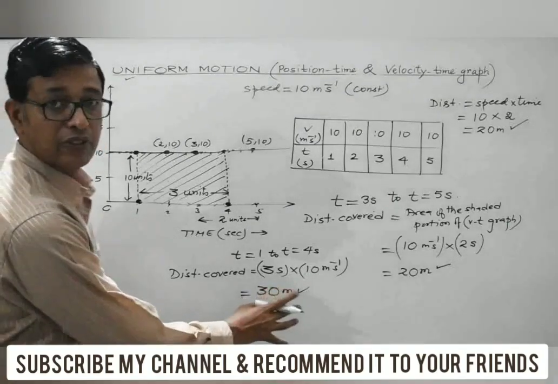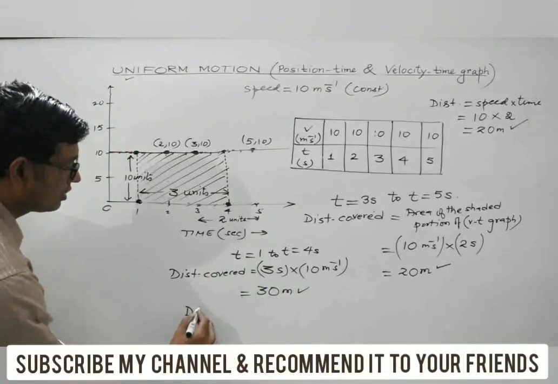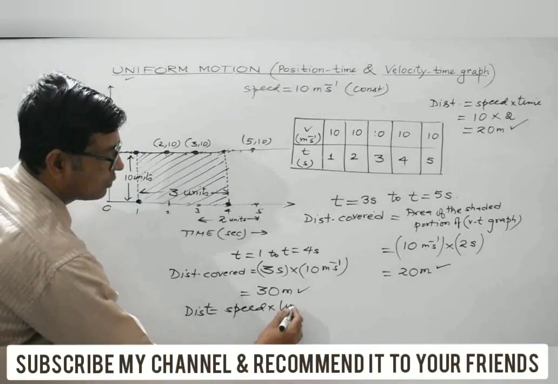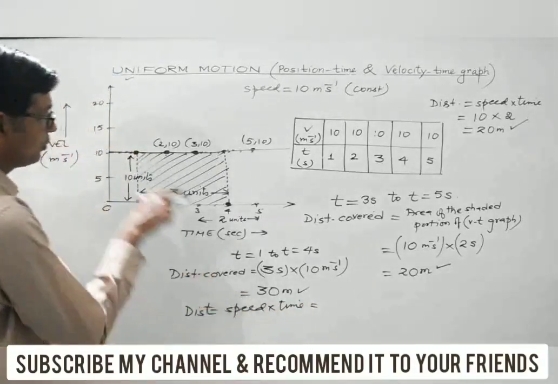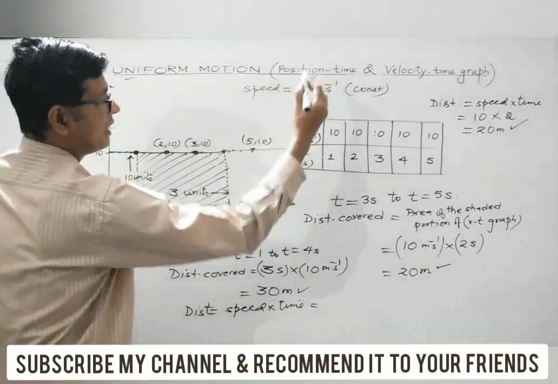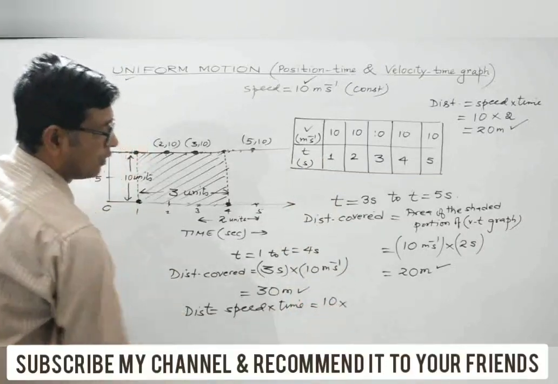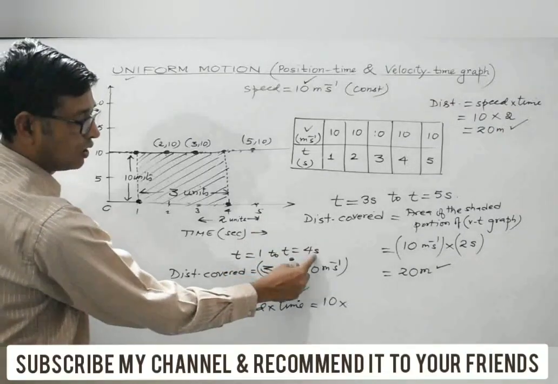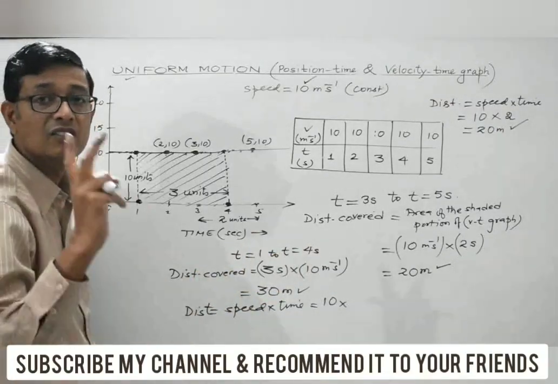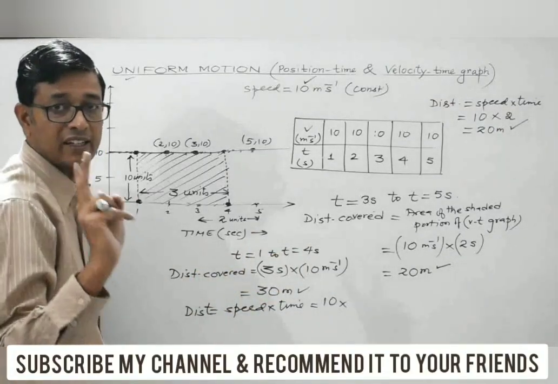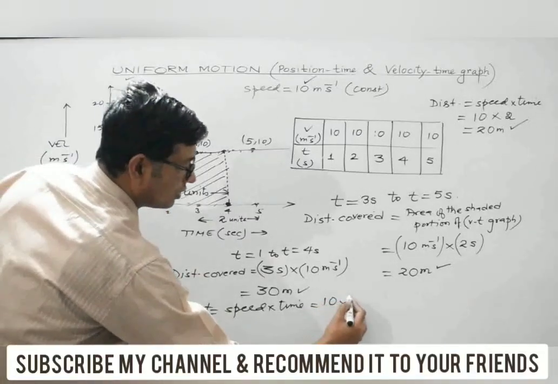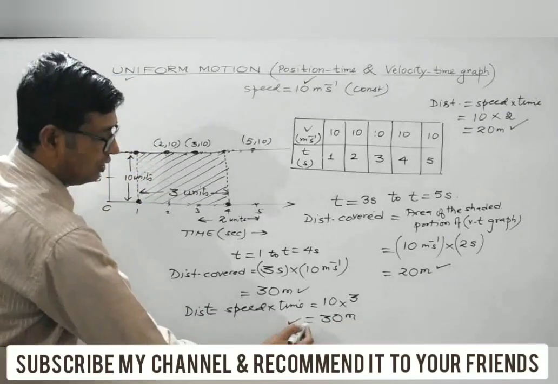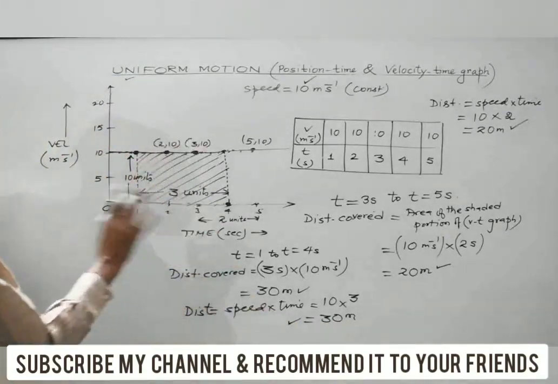Now let's check whether we have done it correctly or not. So distance is equal to speed into time. Let's make use of this formula. What is the speed with which the body is moving? 10 meter per second. What is the duration of time from t equals to 1 to t equals to 4 seconds? It is 3 seconds, right? So it will give us 30 meters. So either solve it mathematically or solve it graphically.